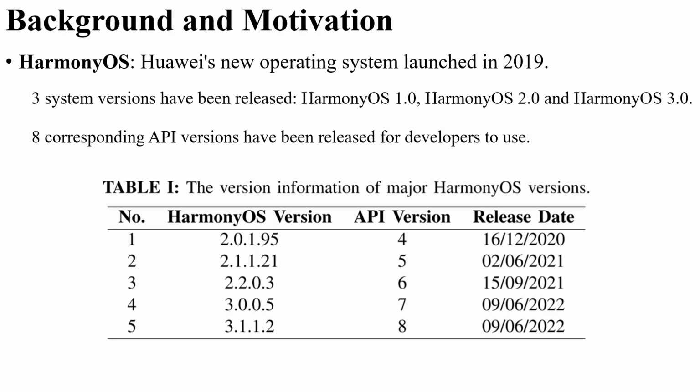HarmonyOS was launched by Huawei in August 2019 as an operating system. By September 2020, they announced its deployment for mobile phones. Up until now, Huawei has rolled out 3 major HarmonyOS versions, along with 8 API versions. The release dates and the system versions for API versions 1 to 3 have become unknown. Thus, our work is centered on API version 4 and subsequent ones. Table 1 displays the correlation between the API versions and HarmonyOS versions, detailing their respective release dates.